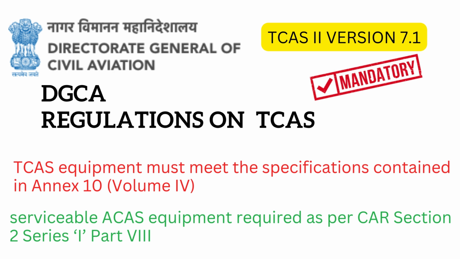Indian regulations on TCAS. The Directorate General of Civil Aviation mandates TCAS 2 version 7.1 for all aircraft operating in Indian airspace. TCAS equipment must meet the specifications contained in Annex 10, Volume 4, to the Convention on International Civil Aviation. Every flight plan for a flight in Indian airspace shall indicate that the aeroplane is equipped with serviceable ACAS equipment, as required per CAR Section 2 Series I, Part 8.